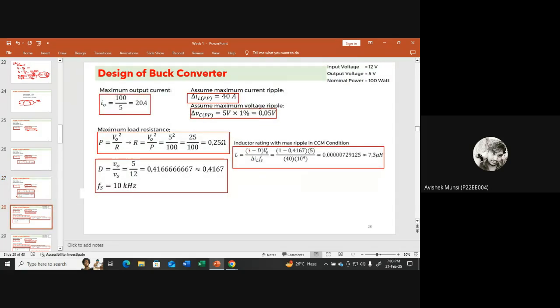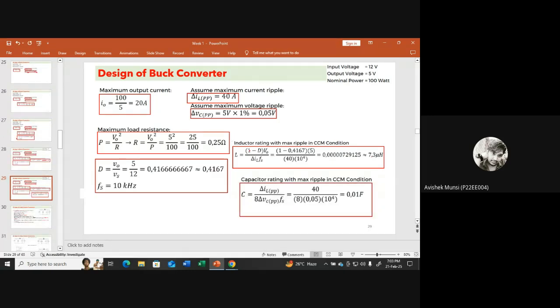For this converter, you can also calculate the value of the inductor by yourself. I put the values over here. The inductor rating will be (1 minus D) V0 by delta IL times Fs. We put the values and we get it as 7.3 microhenry. And what will be the value of the capacitor then? We just put the values in the formula, and we get 0.01 farad. So this is how we have to design a converter.